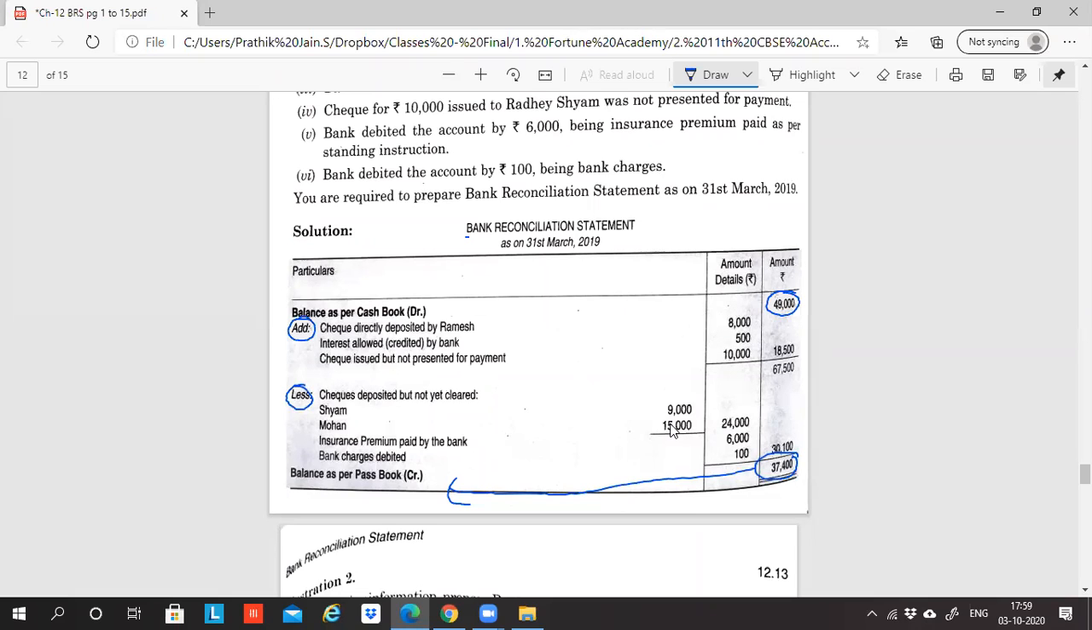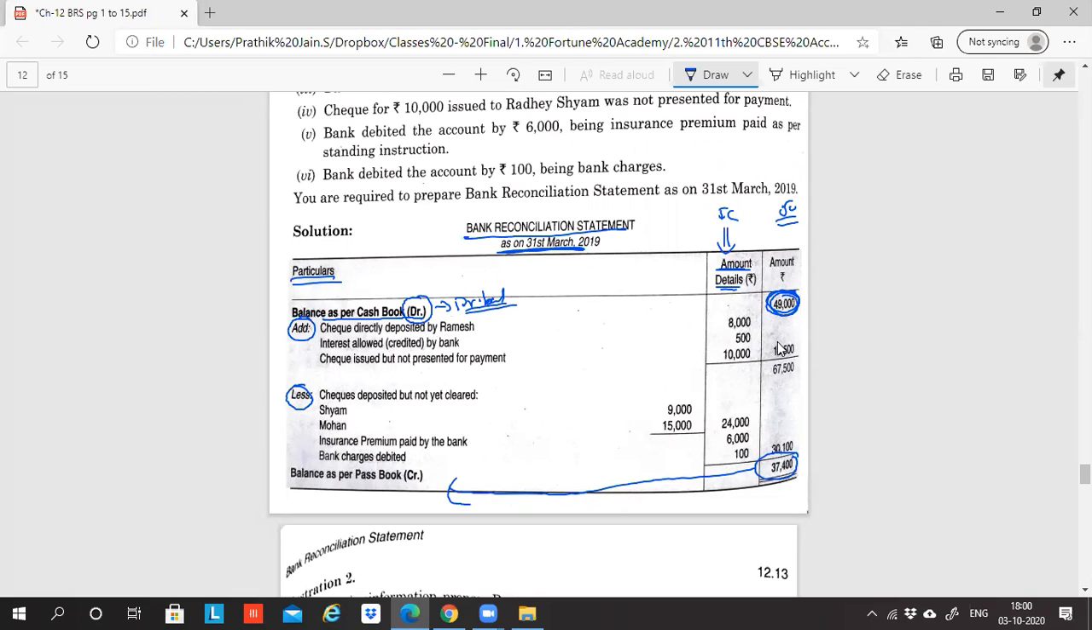So this is the bank reconciliation statement as on 31st March 2019. What is the step? We have particulars, then the amount details. All the items which you have to add are written in the inner column, and then we have the outer column. Bank balance as per cash book you have to take. Cash book debit balance, DR means debit balance. That will be the starting point, guys.